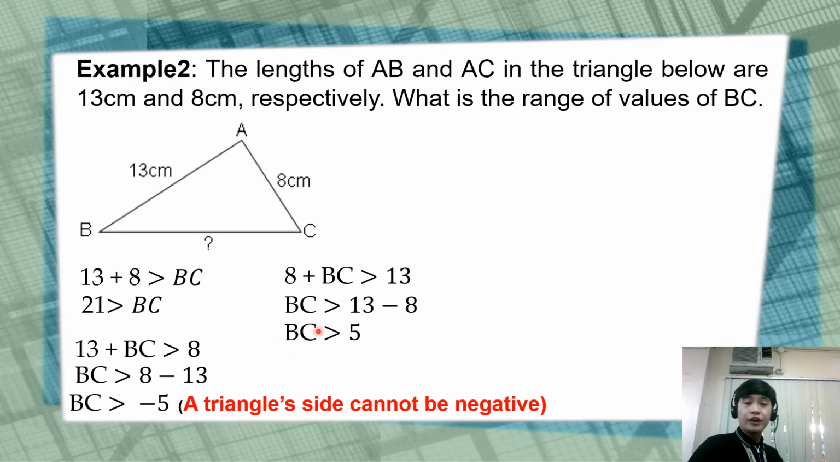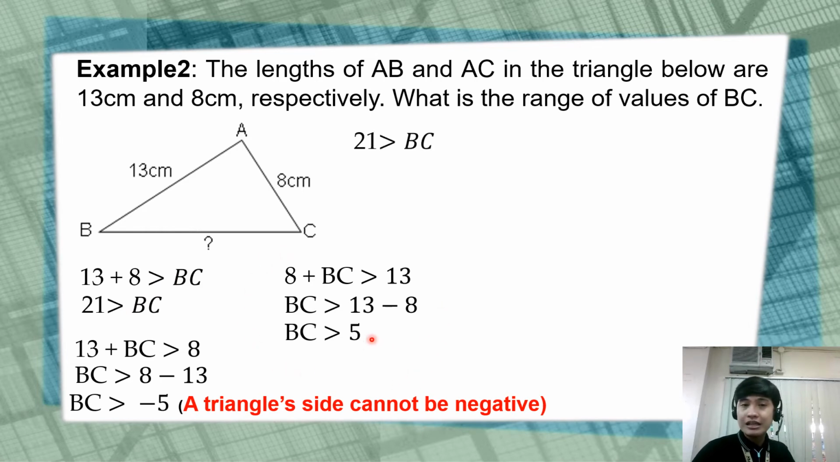So in other words, sa third condition, sinasabi niya, yung segment BC daw ay pwedeng maging any values that are greater than 5. So what are those? Pwedeng 5.5, 6 cm, 7 cm, so on and so forth. Ngayon, kung ikukumpara natin yung first, yung second, at yung third condition, lumalabas po na si BC ay may possible values sa first condition at sa third condition.